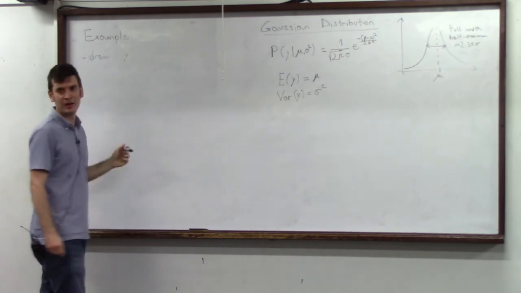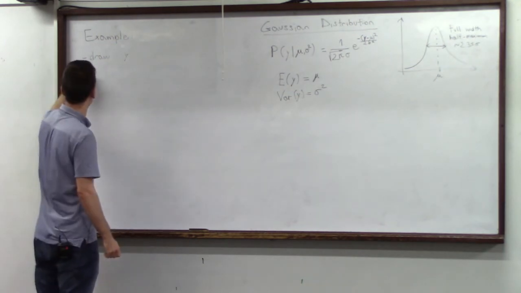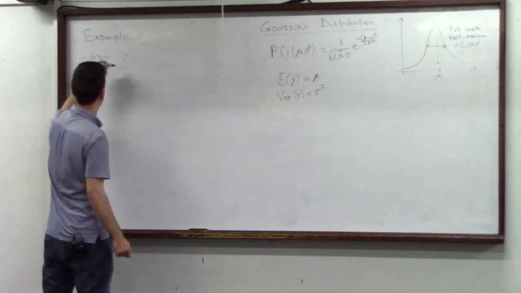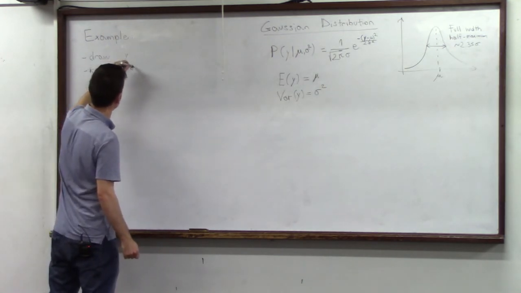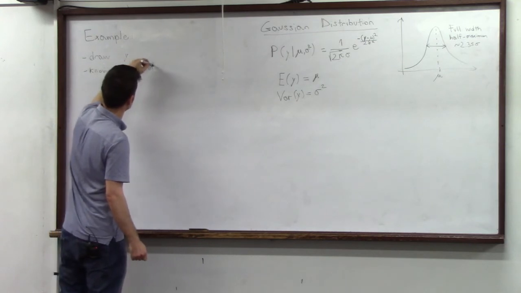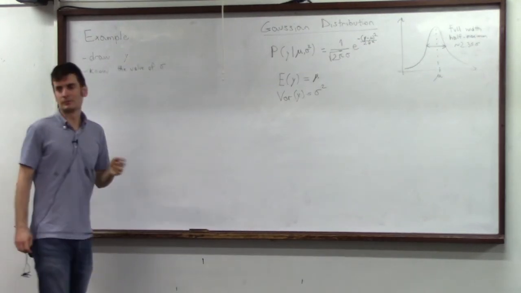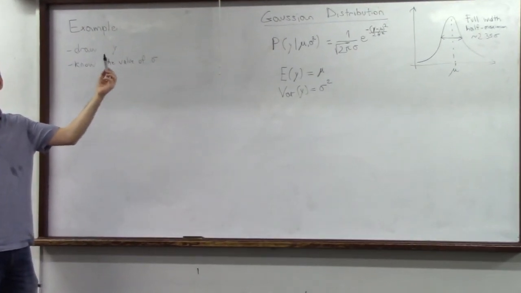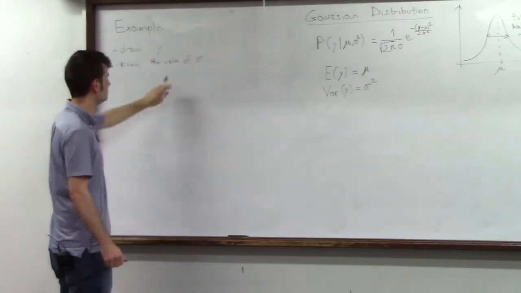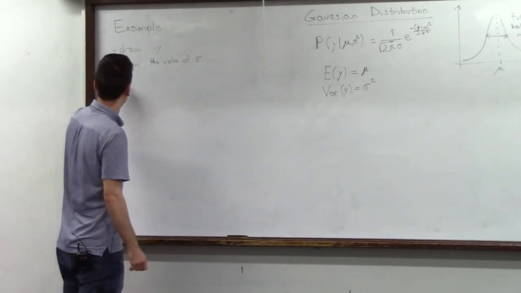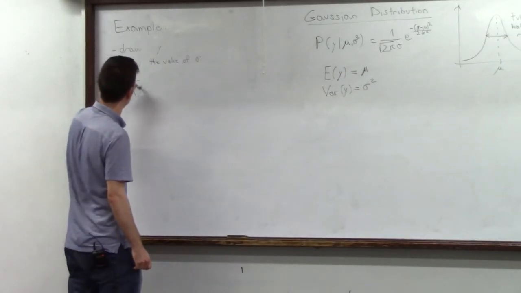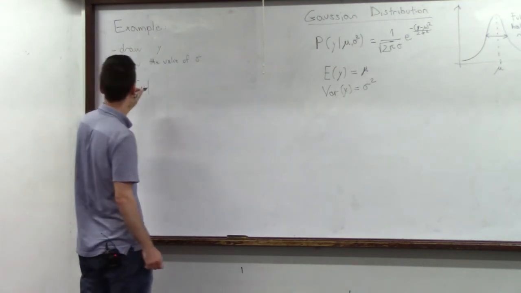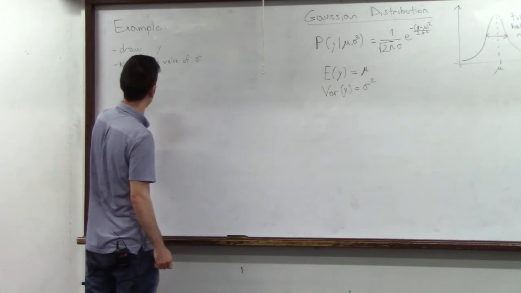So we draw a value of y, and suppose we know the value of sigma, which in a lot of cases represents the uncertainty in our model. So suppose we know sigma, and we want to ask what's the probability of the distribution having value mu given the data.